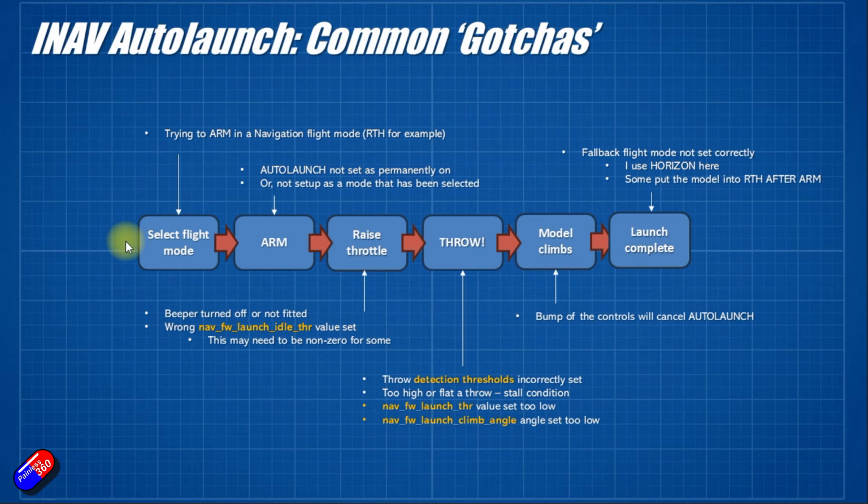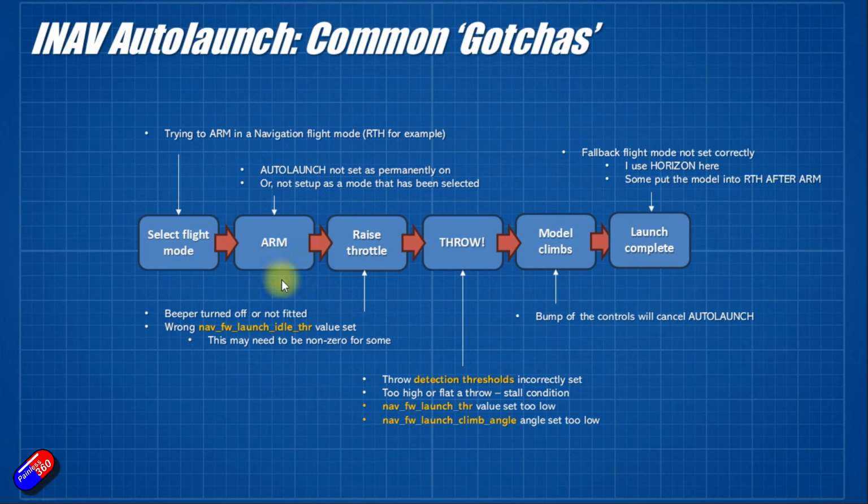The first one is about selecting the flight mode. As I said, I would recommend that you select the flight mode as horizon. That will allow you to arm. Some flight modes will not allow you to arm. Some of the modes like return to home, if you try and have the model in return to home before you throw it, typically it won't let you arm when that's the condition. So if you want it to fall back into return to home, then you have to select horizon here, then arm the model, then turn it into return to home, and then raise the throttle. So just be careful about that.